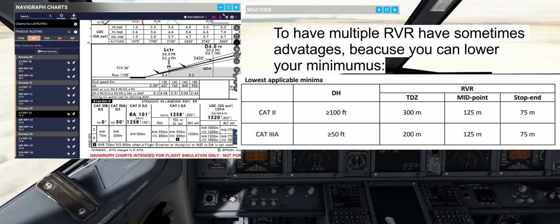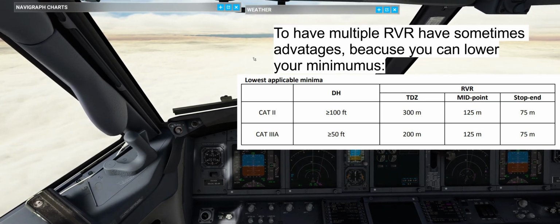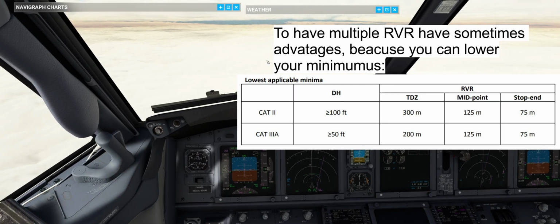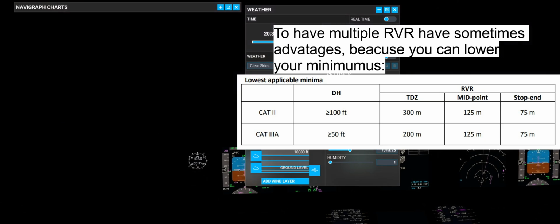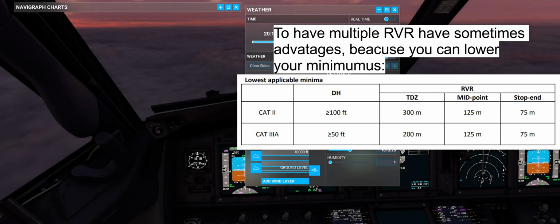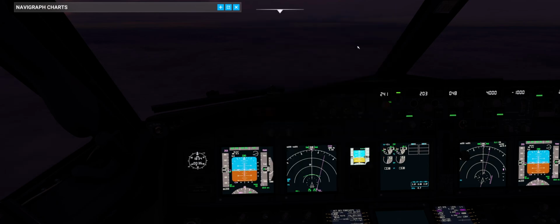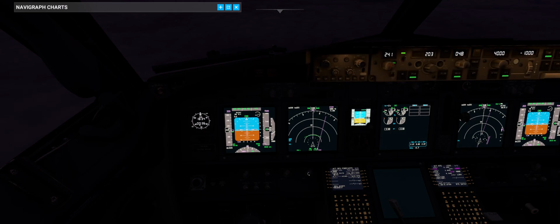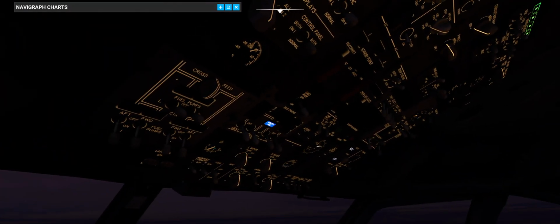But it is valid only for the approach which has multiple RVR information. And in order to make it harder, I will put it like this now, and switch the light as necessary in your cockpit.